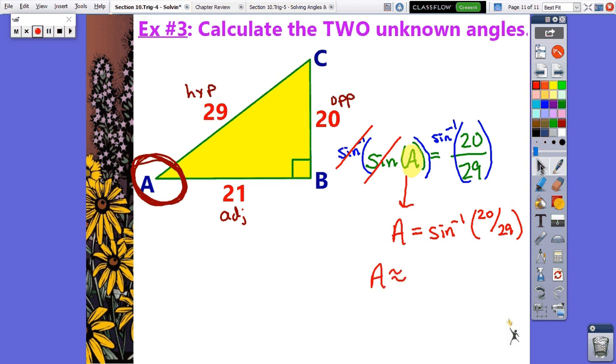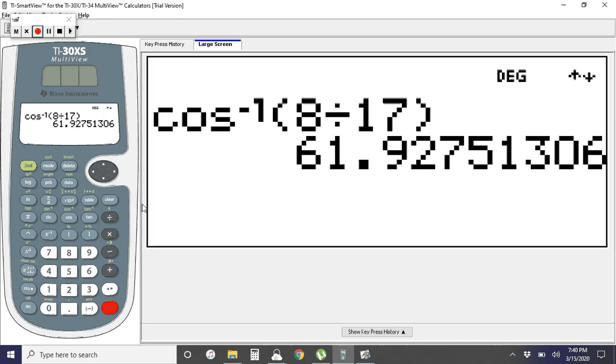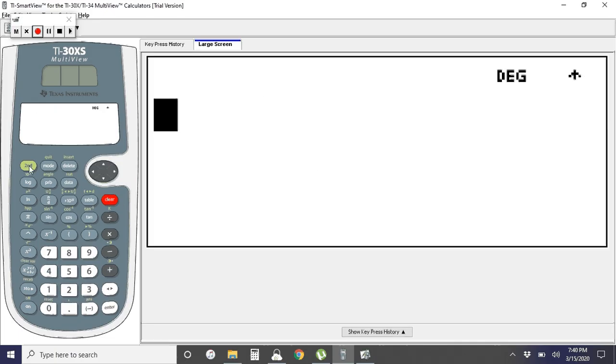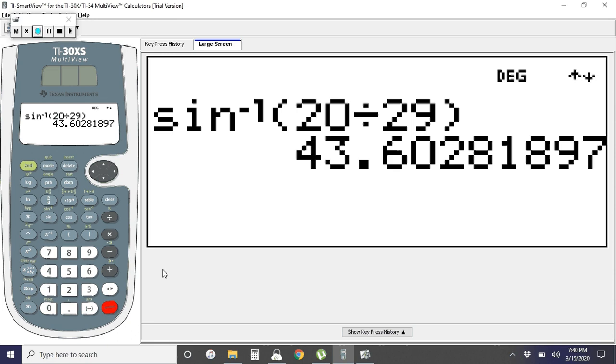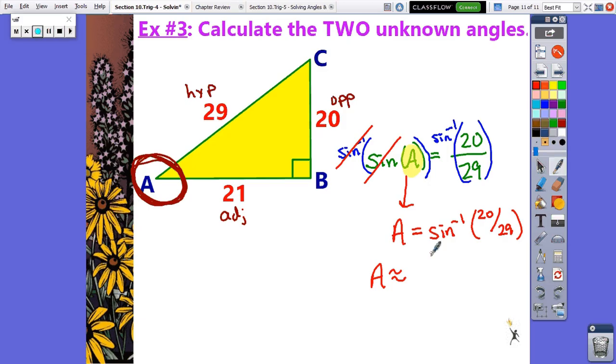And let's figure out what that is approximately. So back to our calculator. So if I want to do inverse sine, remember I got to press second and then sine. And then 20 divided by 29 into my parenthesis. And 43.6, and that 0.6 is going to round my 3 up to 44 degrees.